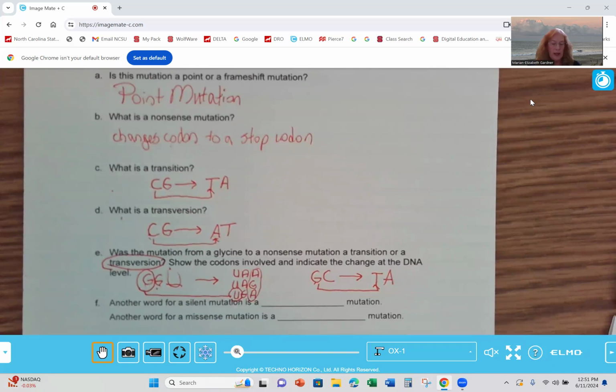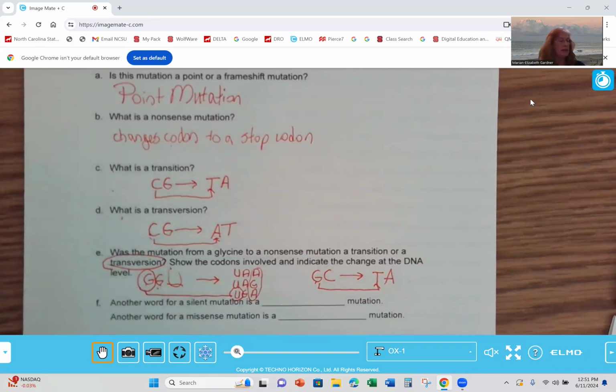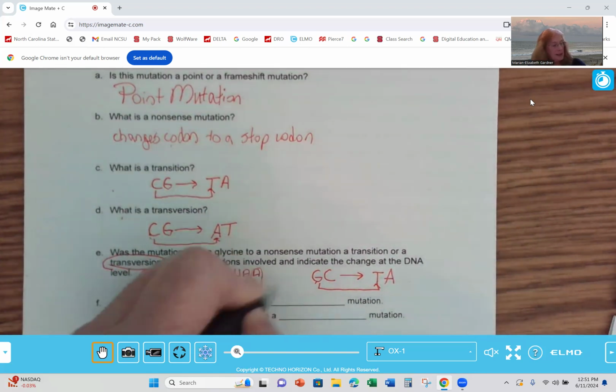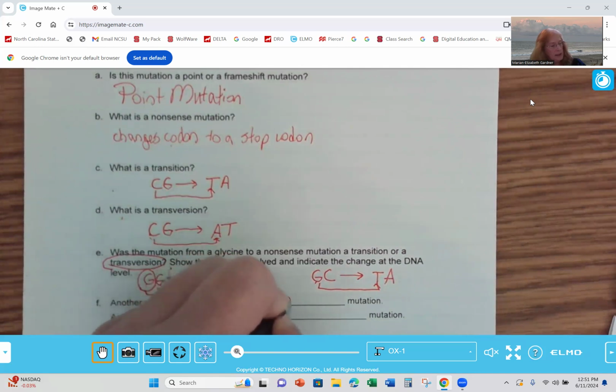A couple more vocabulary words here. Another word for a silent mutation is a synonymous mutation. Well, first, what's a silent mutation? A silent mutation means that we changed the codon, but we did not change the amino acid. And this is another word for synonymous.